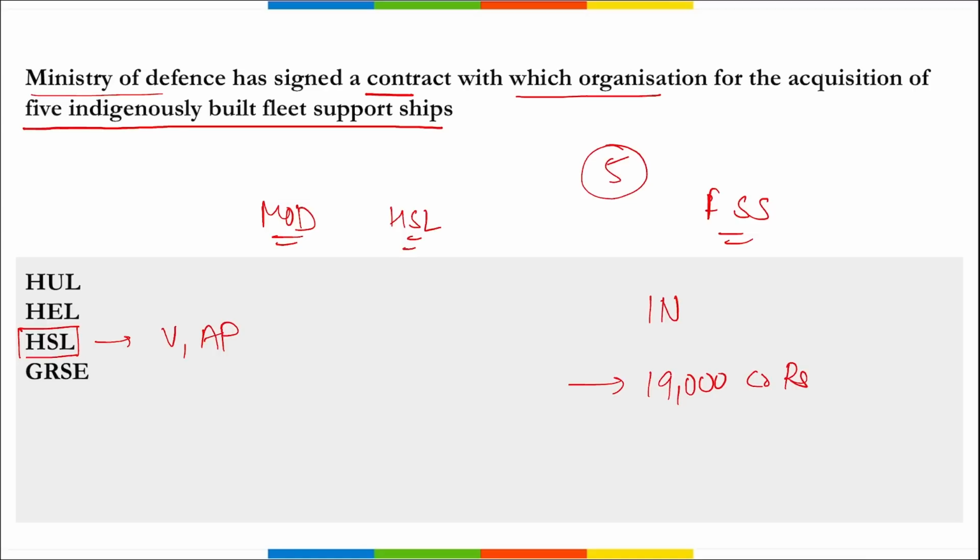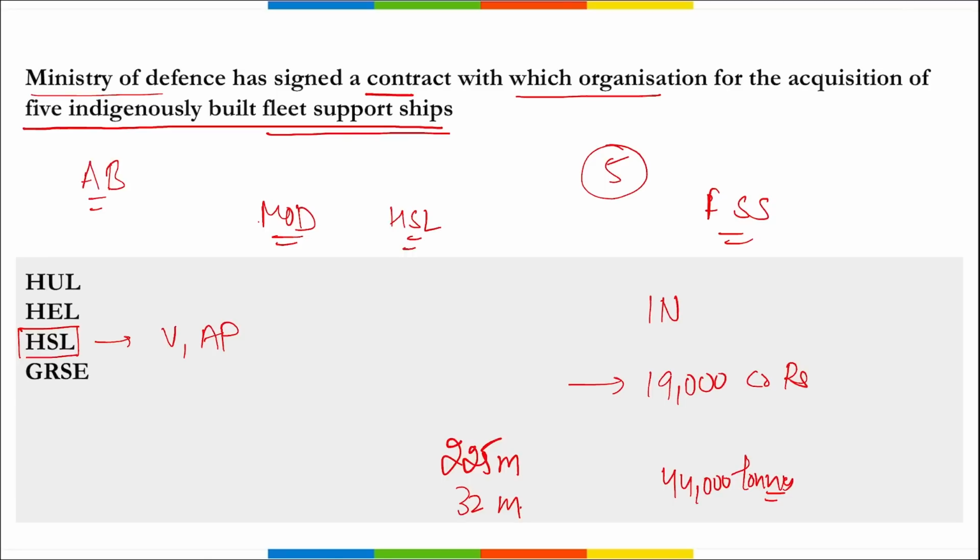This FSS, that is the fleet support ship, will be built with a length of 225 meters and a width of 32 meters. It will have a displacement of 44,000 tons. This will be deployed for restocking ships at sea with fuel, water, ammunition and stores, etc. The fleet support ships carry a cargo of almost 25,000 tons, and these vessels will be built indigenously, that is under Atmanirbhar Bharat.